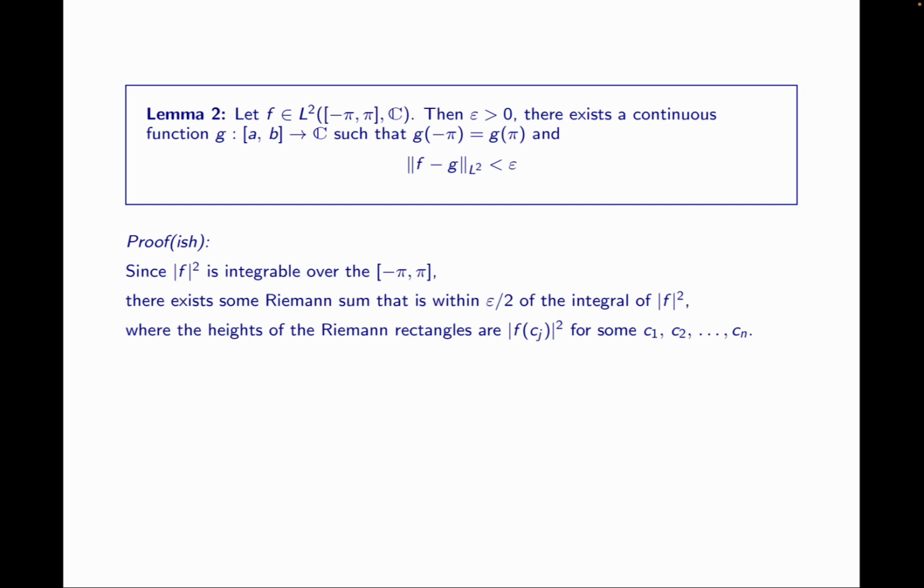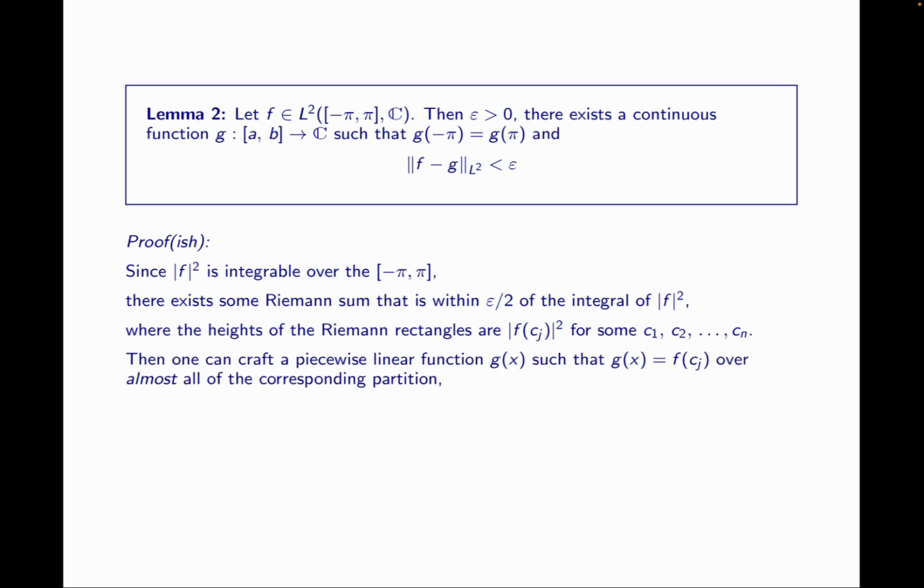And the heights of those Riemann rectangles are equal to some value of f at some point Cj, where Cj are contained inside of my partitions. Well, the absolute value of f of Cj squared, I should say. Now, I could think of these heights of the Riemann rectangles as some piecewise constant function. Of course, a piecewise constant function is not continuous because it jumps from one constant to another constant.